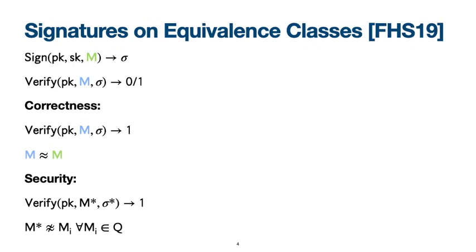Now, security here means that the adversary outputs some forgery M star, sigma star, and M star cannot be equivalent to any message that was given to the signing oracle. So for normal EUF-CMA, it can't be equal to any message that's queried, but here, because we're dealing with equivalence classes, M star can't be equivalent to any M_i.